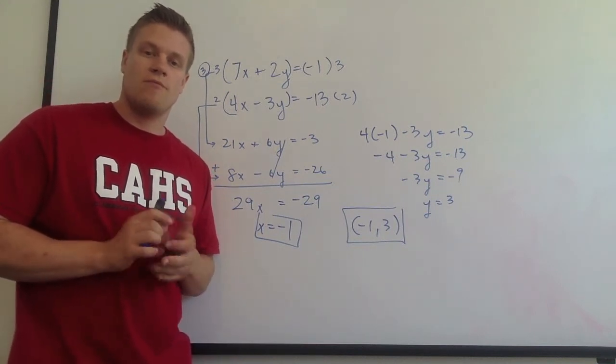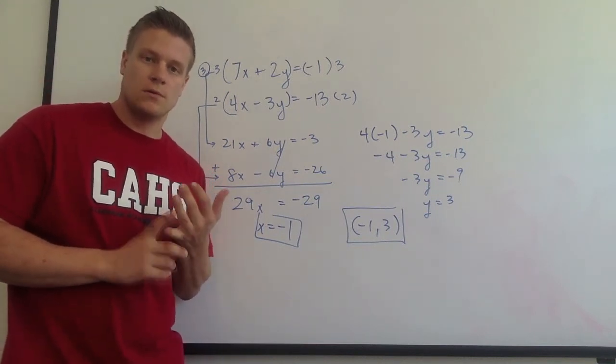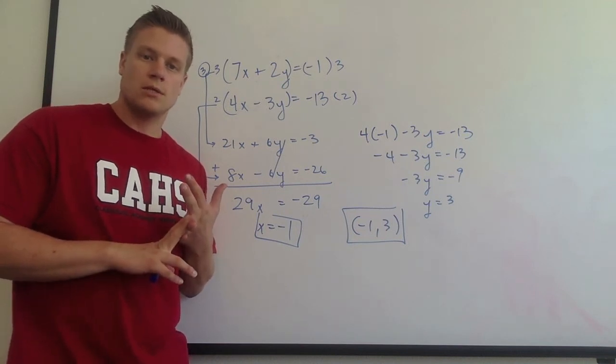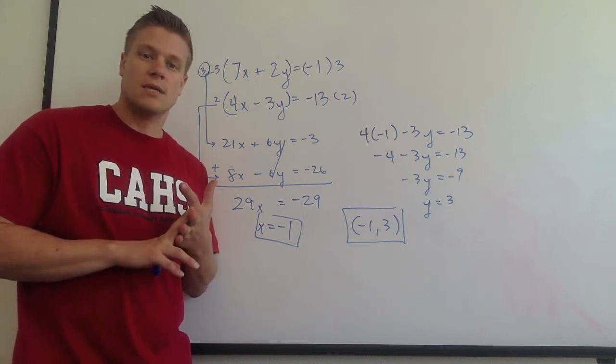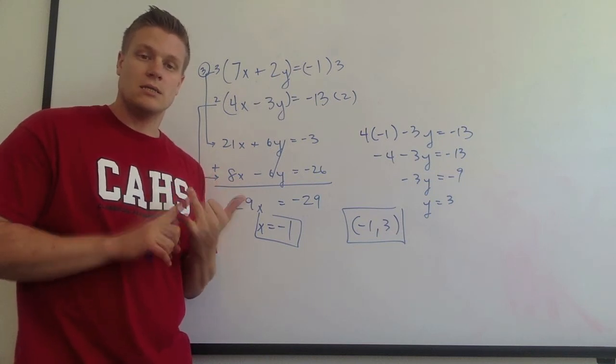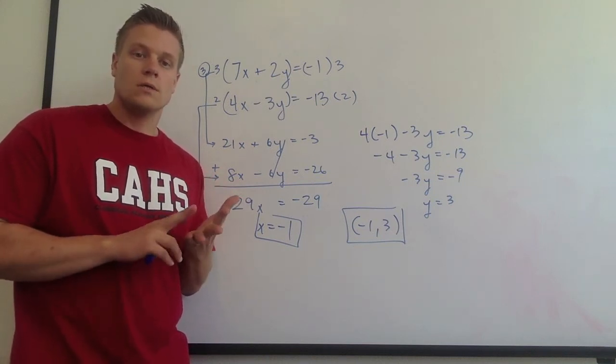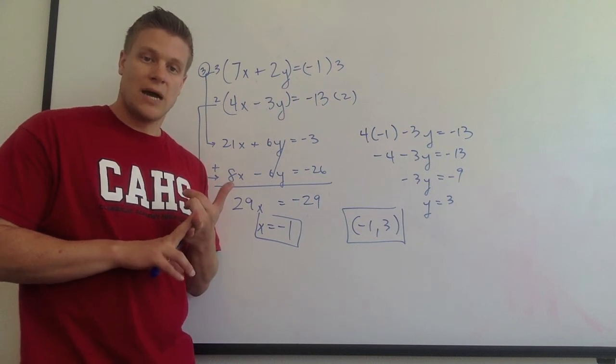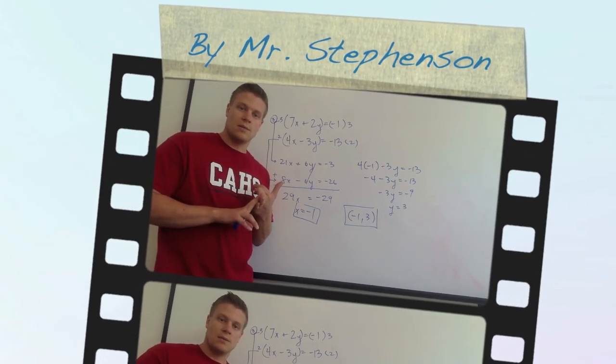So again, you're going to have problems that tell you to use substitution, tell you to use elimination, and then some problems that give you the option. And again, look at: is it easy to solve for a variable, or is it easier to get two variables opposite so you can use elimination?